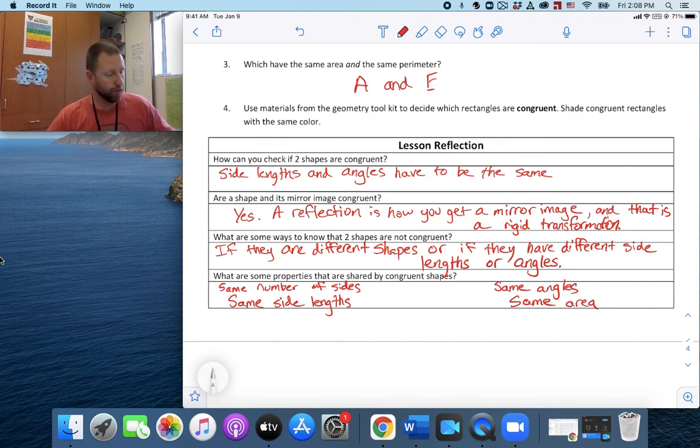All right, so you are ready for your assignment on the next page. That's on page 44. Complete that, and make sure you ask your teacher if you have any questions.